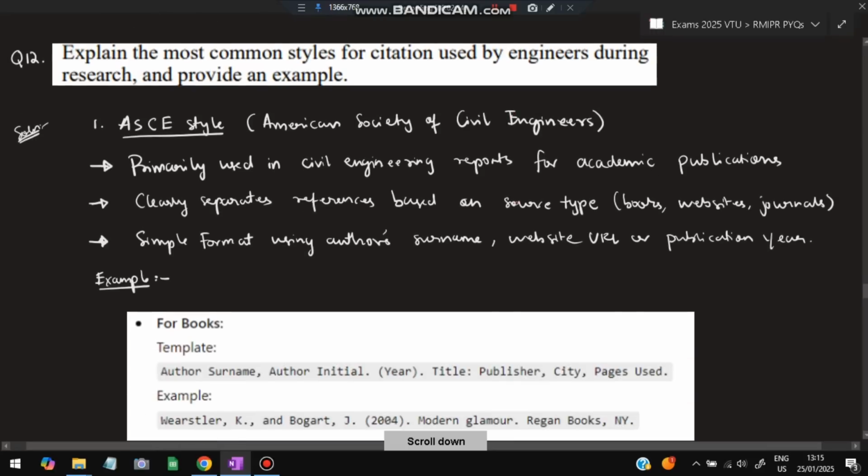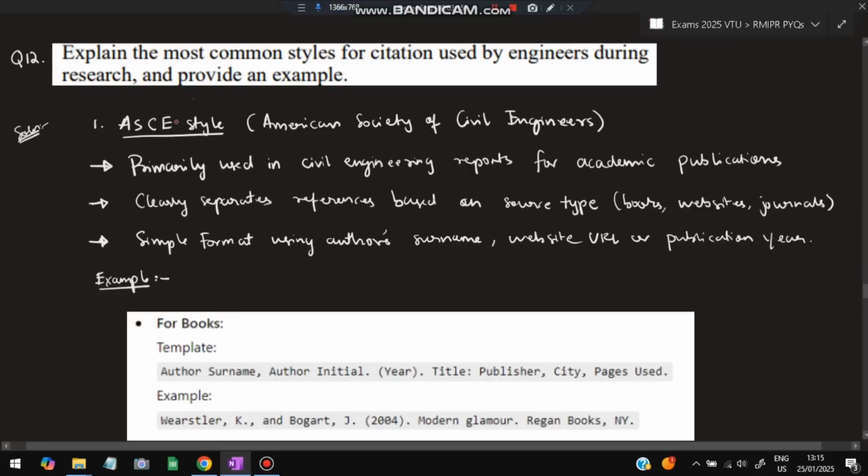Okay, moving on to the next super important question: explain the most common styles for citation used by engineers during research and provide an example. So how does citation happen? It happens in a standard format, and there are some styles, and among those there are three most common styles. So let's discuss that.